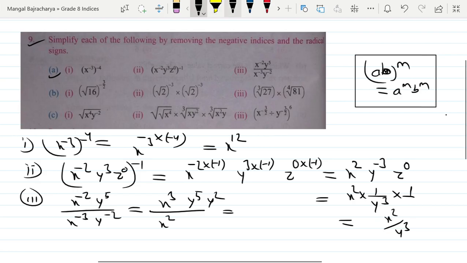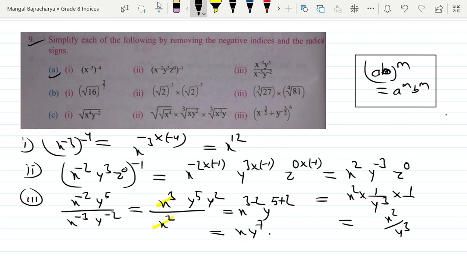The x's are getting divided here, so the powers will get subtracted, 3 minus 2 you get, and the y's are getting multiplied, so their powers will get added. So this will give you x power 1 and y power 7 as the answer for this third number. Now I go with number B. Let's clear it first.